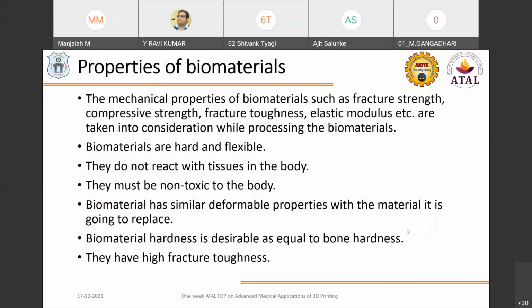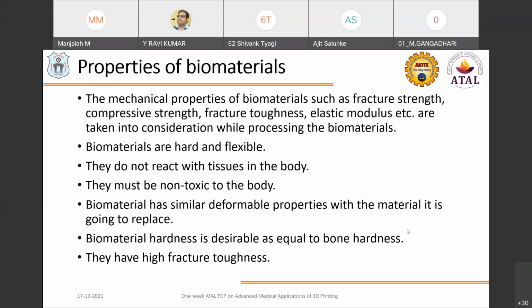Whatever we are talking about with biomaterials, the mechanical properties, such as the fracture toughness, strength, compressive strength and elastic modulus, are all taken into consideration when processing them. Because when we talk about the human bone, even a biocompatible material should mimic or replace the human bone. It should be at least very near or similar to the bone properties. That is what we are talking about with biomaterials.